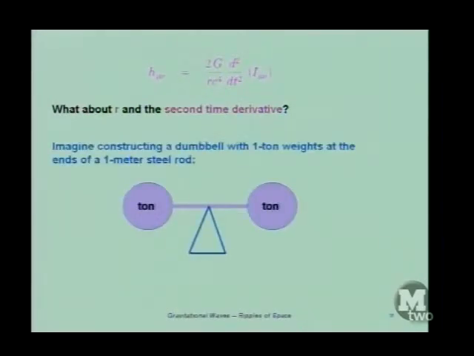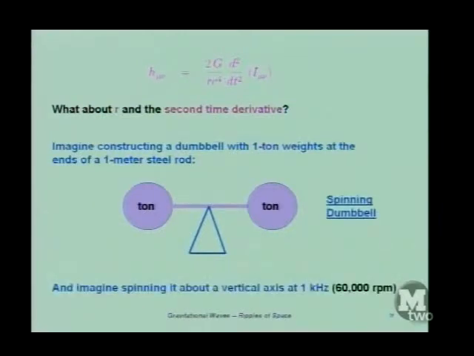So let's think about a particular problem. Imagine that we have 1 meter weights, 1 ton weights that are suspended on a steel bar that has a 1 meter radius. And imagine that we take that dumbbell and rotate it at a kilohertz, 60,000 RPM. So that ought to swirl some space, right? I mean, that ought to do it.